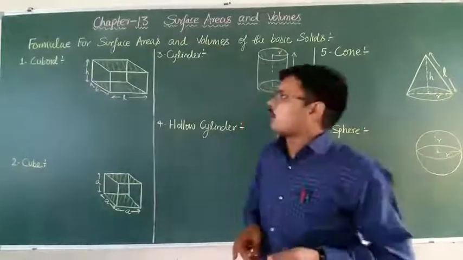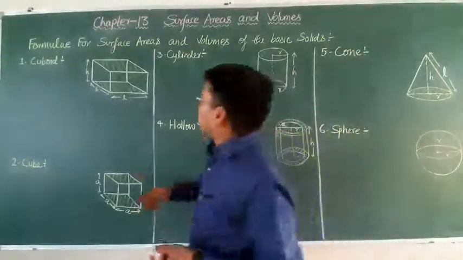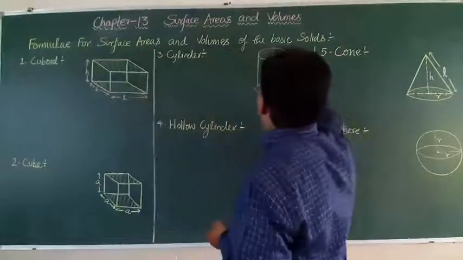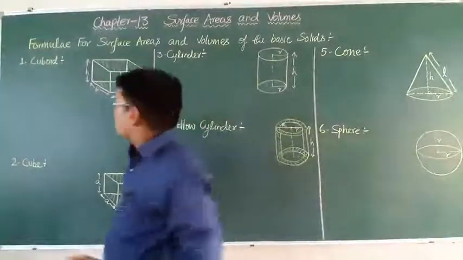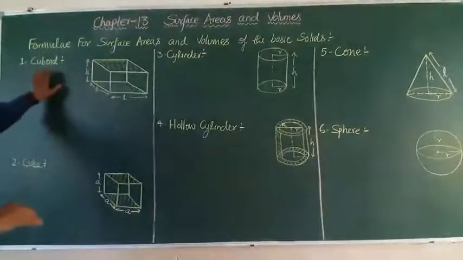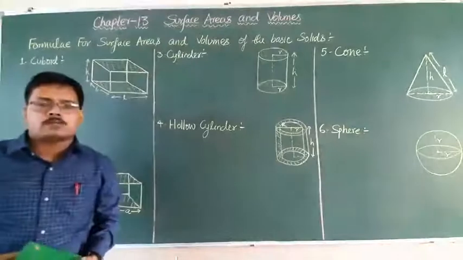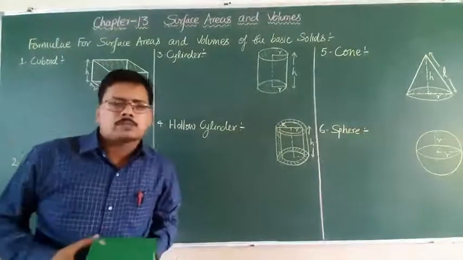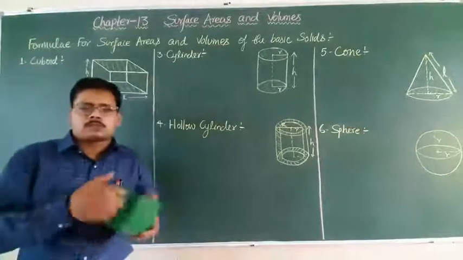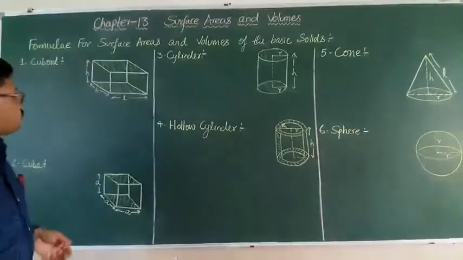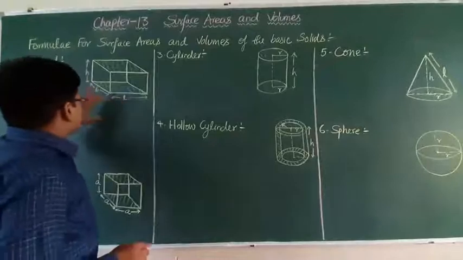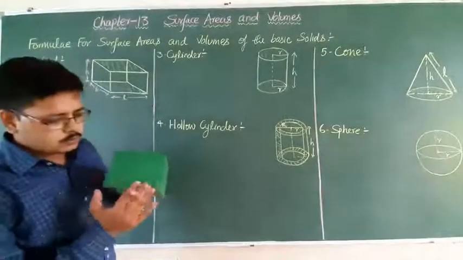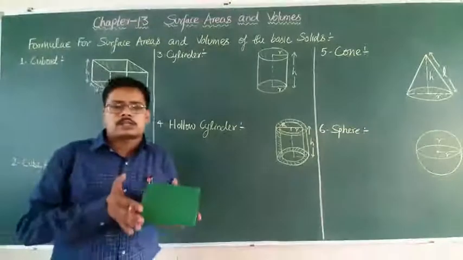So first of all, for discussing that, we can recap the formulas for surface area and volume of the basic solids. First solid is the cuboid. You know, cuboid is made by rectangular faces. Sometimes some are square faces also. So it has one length, second breadth, and third height. Suppose this is the cuboid, so this is the length, this is the breadth, and this is the height.